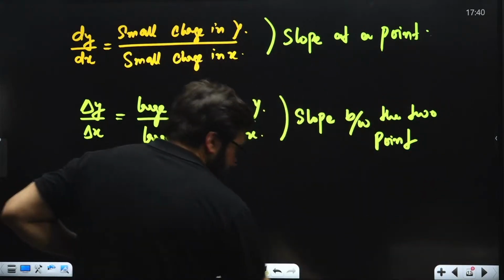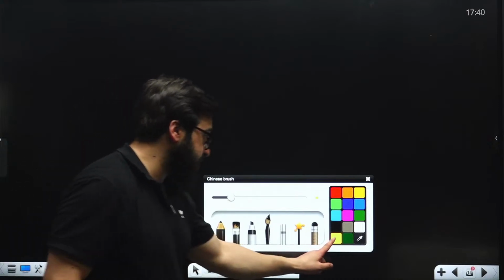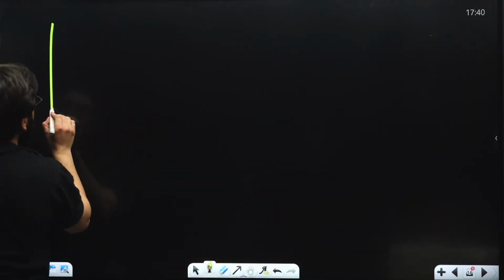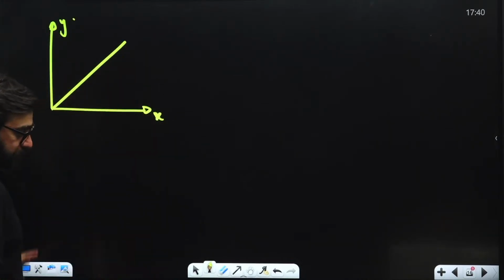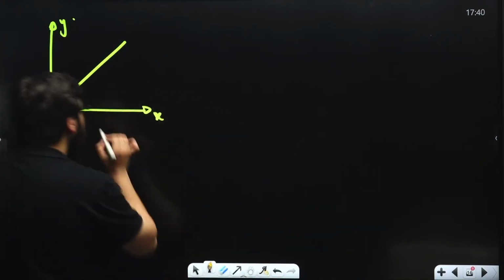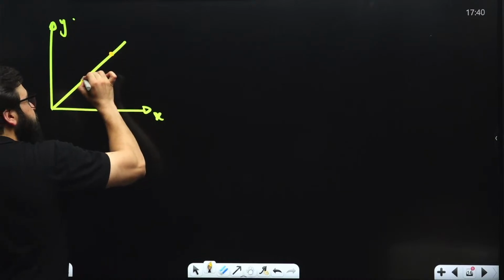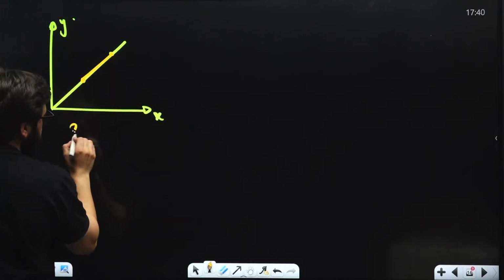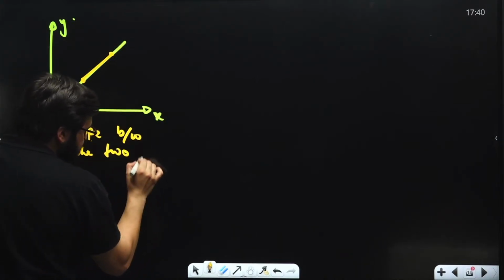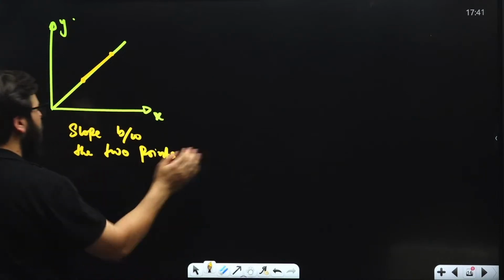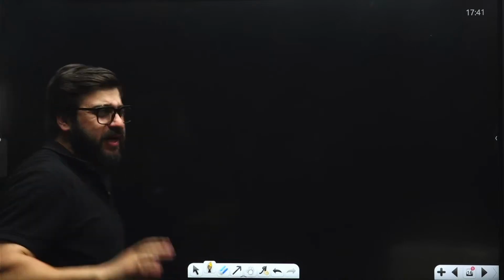Okay. Let me summarize over here because it is extremely important. If I say this is x and this is y and this is a straight line, and I ask you to tell me the slope between these 2 points, in the case of a straight line, slope between the 2 points will be exactly equal to slope at a point, because slope at every point is the same. Let's talk about the curve.